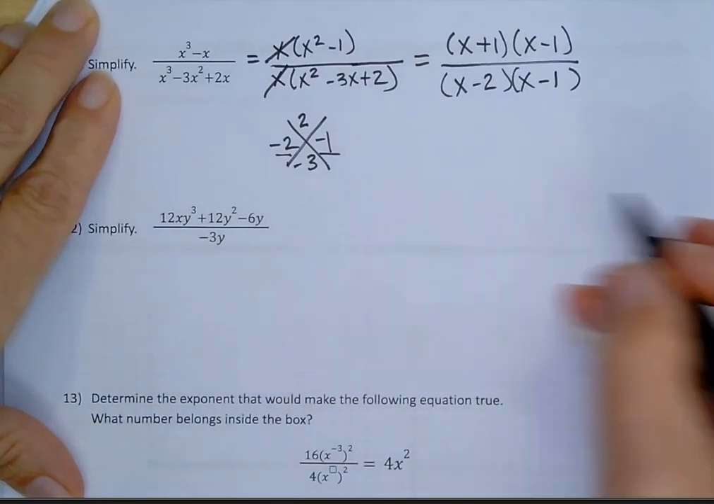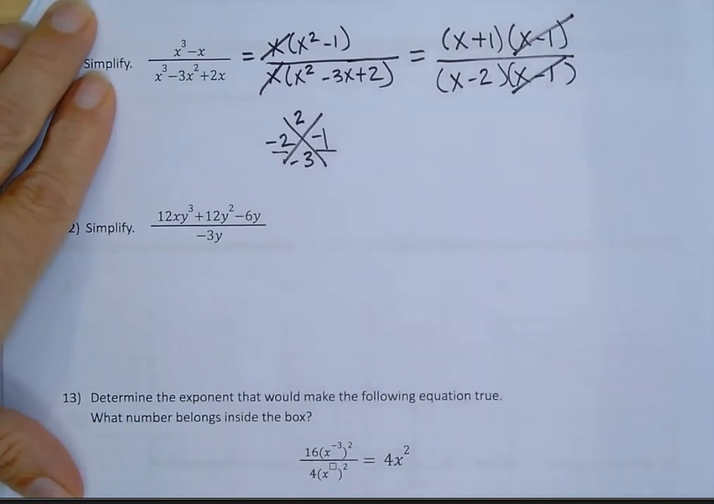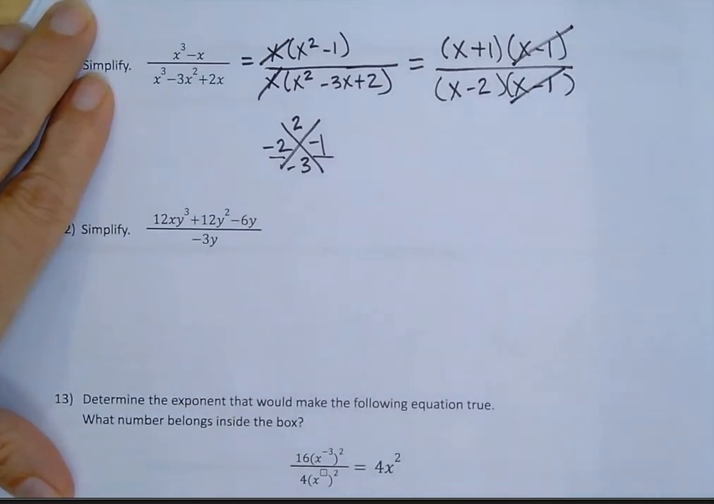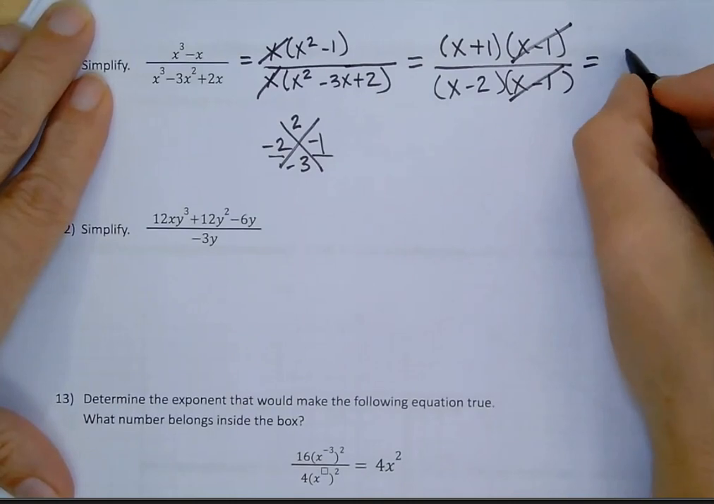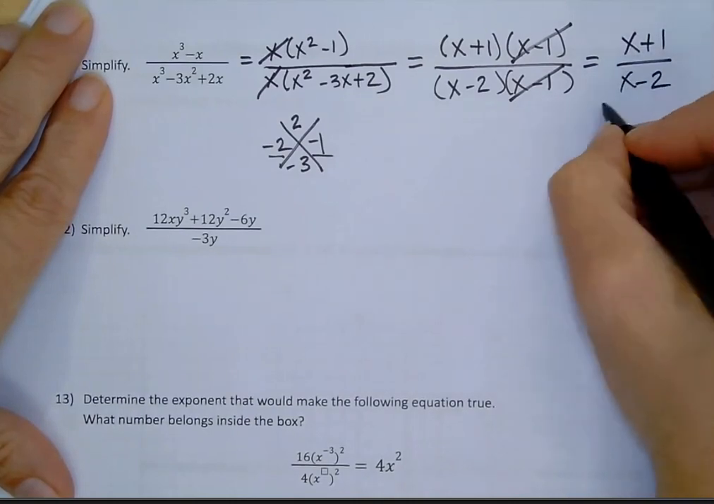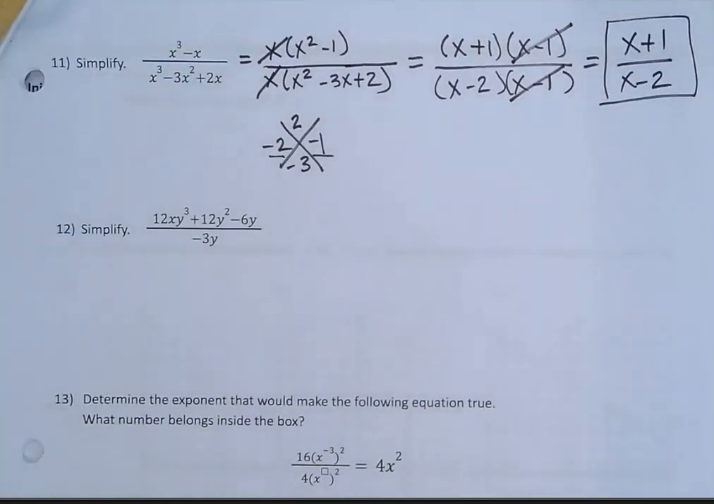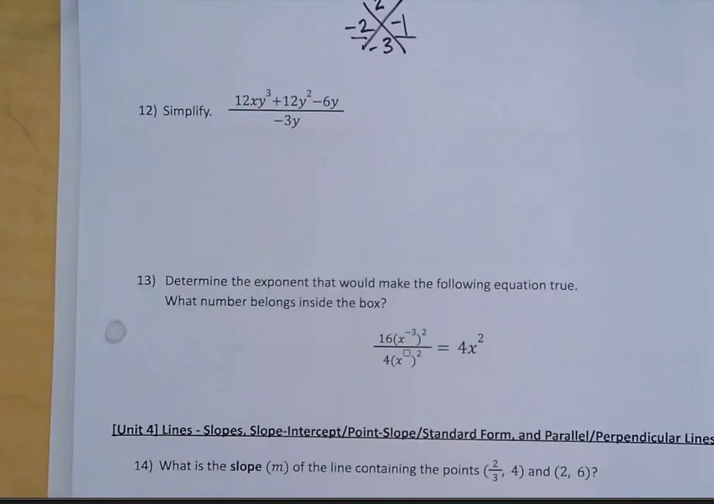Now, is there anything I can cancel? Why, yes. Yes, there is. x minus 1 and x minus 1, because anything divided by itself is 1. So that means my answer would have to be x plus 1 over x minus 2. That is my answer all the way factored out. Okay, so simplify the next one.